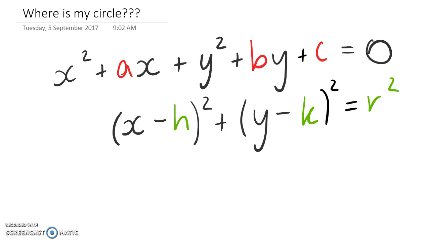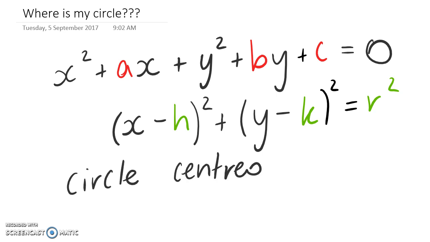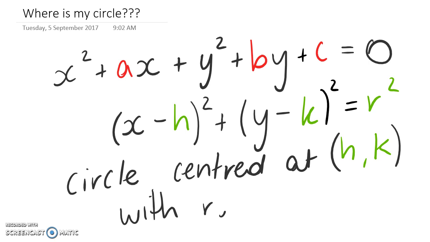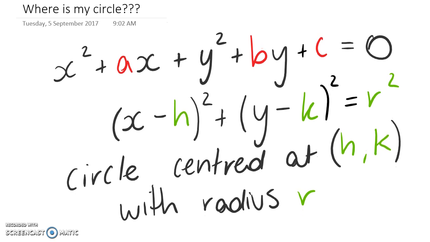So if we've got this, we know that we have a circle centered at (h, k) with radius r. So let's have a look at an example of this. How can we get from this first nasty equation to this second one that's a little bit nicer?